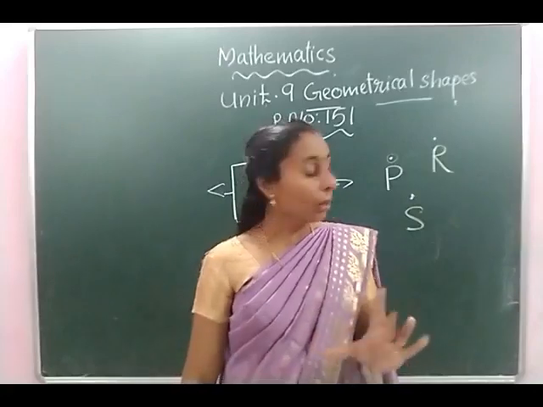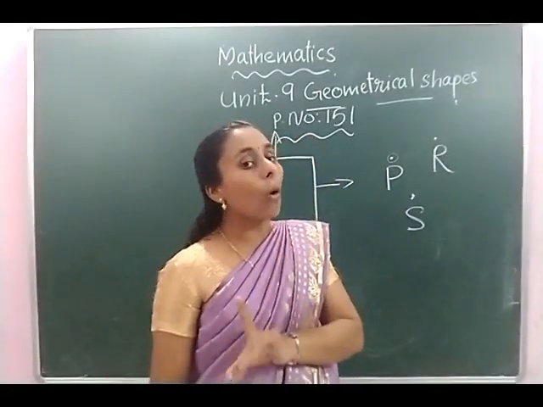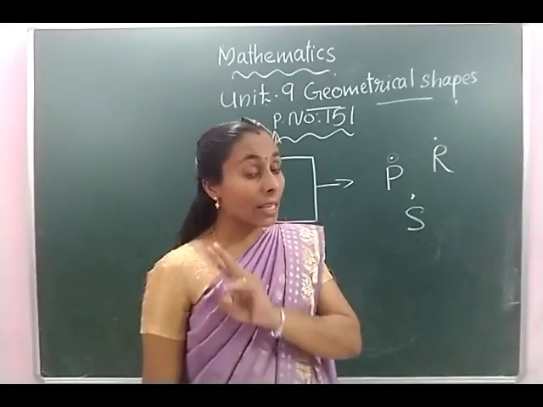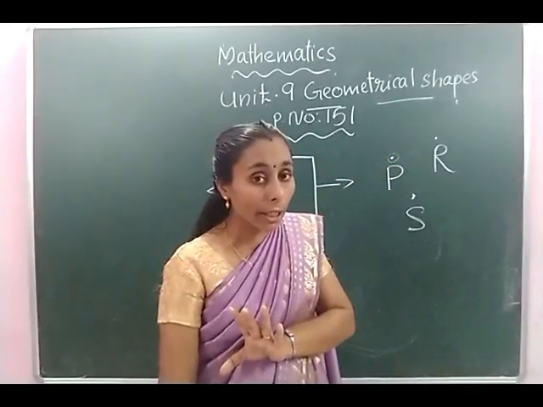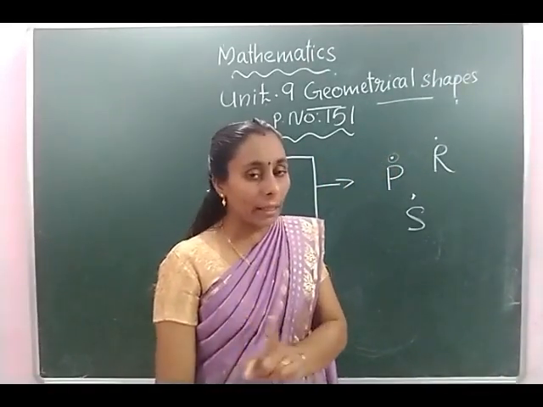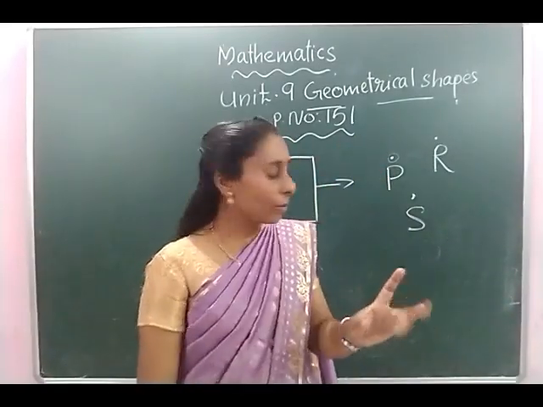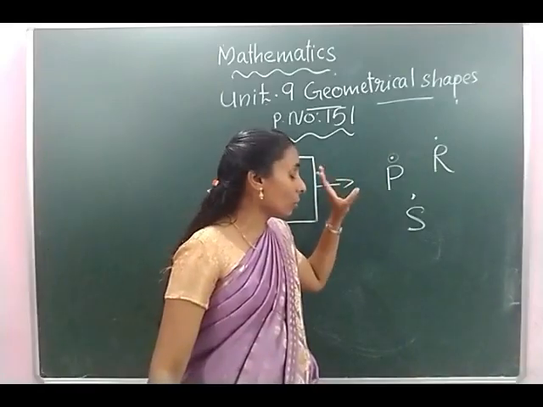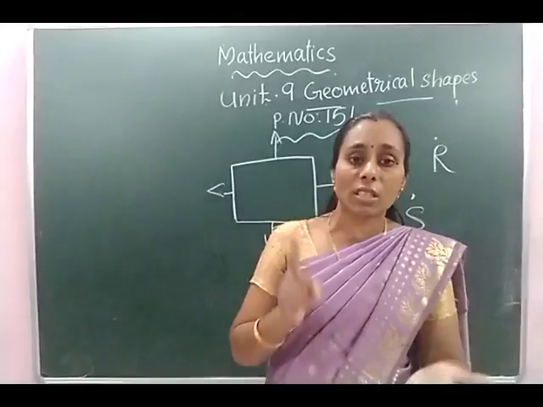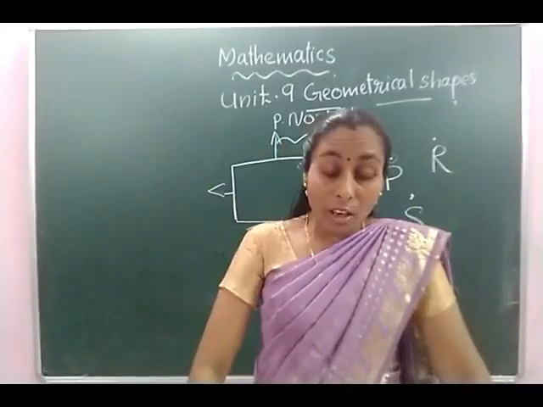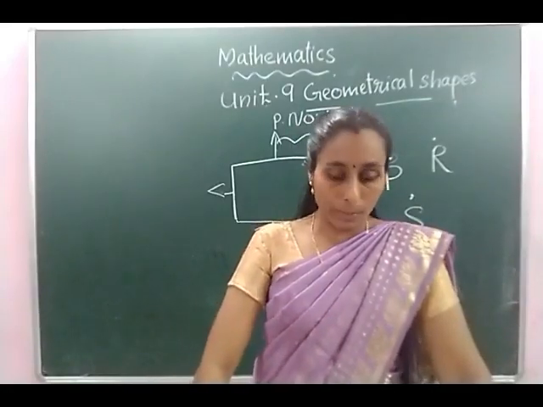Next one, point. A point is a position in a given space or a dot represented on a plane surface. How can we give a name to a point? By using a capital letter. Any letters we can use. It is not necessary to write only P, Q, R, S. We can write point A, point B, point C, point F.